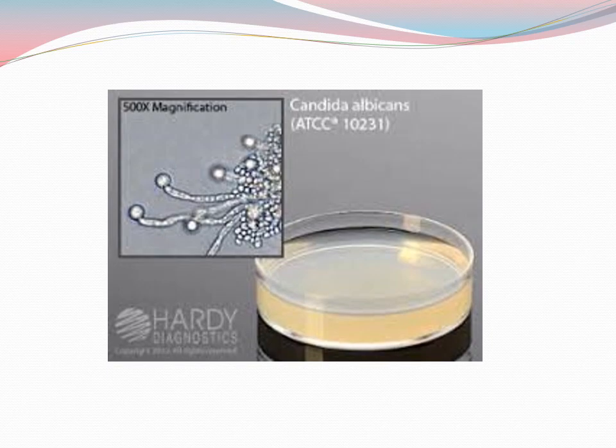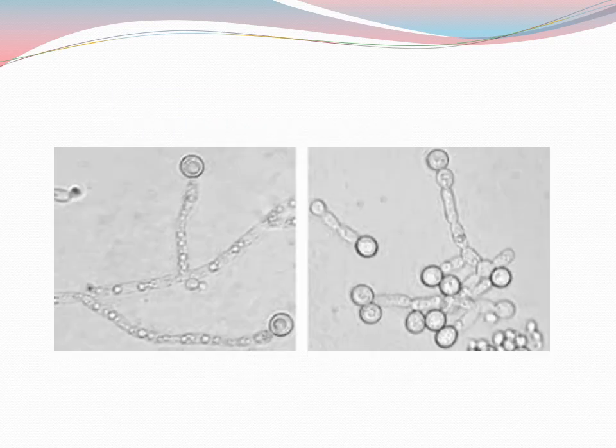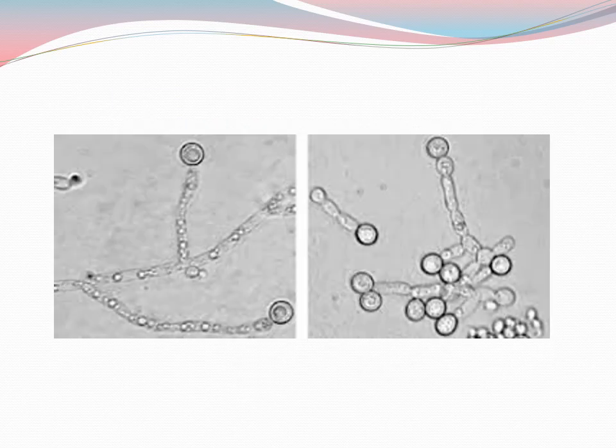So this is the cornmeal agar, and these are being shown as the chlamydospore productions. So usually it is a nutritionally deficient media, so it will stimulate the formation or production of these spores.